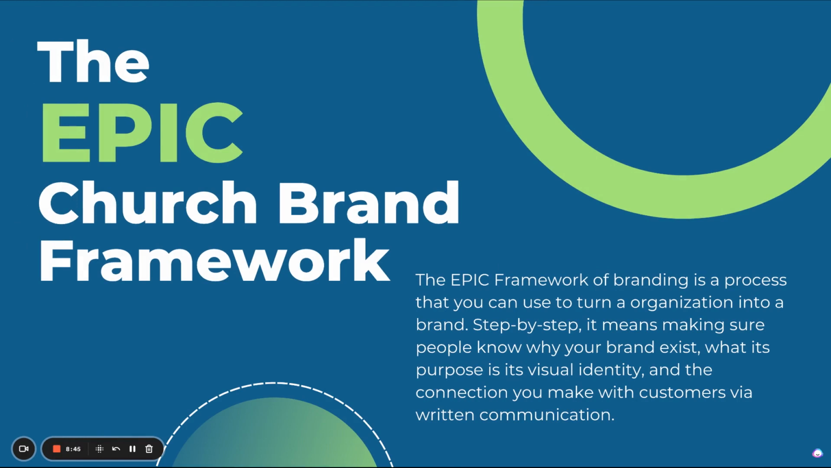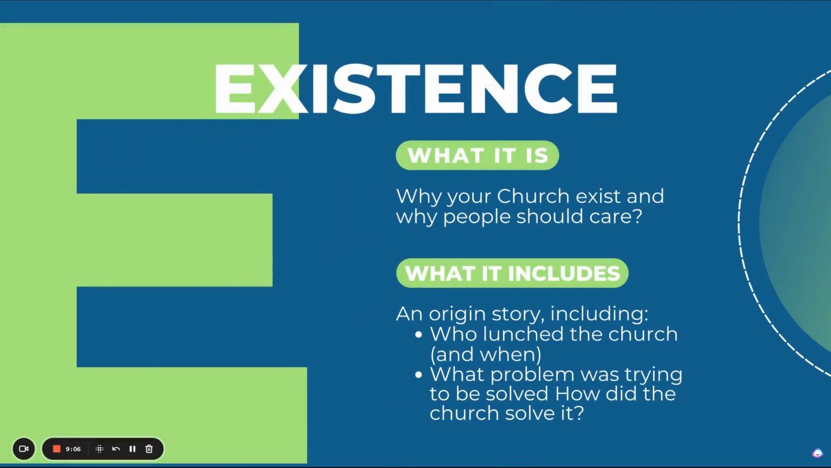I'll show you what that looks like, but it's a process that you can use to turn an organization into a brand. A step-by-step means making sure that people know why your brand exists, what its purpose is, its visual identity, and the connection you make with customers or people in your community via written communication. So the E in EPIC stands for existence, why your church exists and why people should care. It should include your origin story, who launched the church when, what problem was trying to be solved, how did the church solve it.